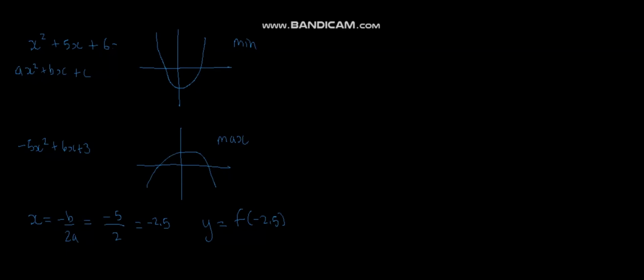Recall that for any function, the general notation is either y or f of x. So this quadratic here, we could just denote this by f of x. So to get the y coordinate that is corresponding to the minimum, just in your quadratic, wherever you see x, substitute minus 2.5 in your calculator and you will get a value. Simple as that.